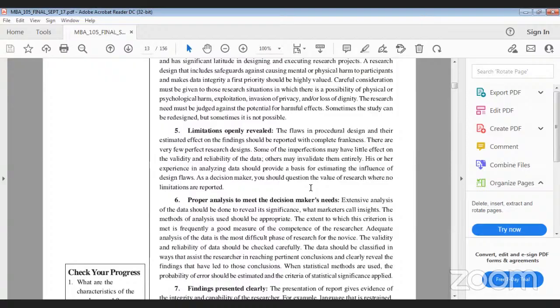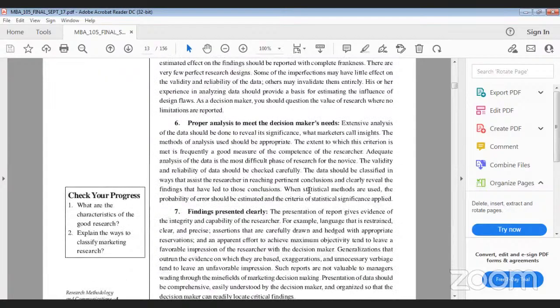Accurate analysis of the data is the most difficult phase of research. The validity and reliability of data should be checked carefully. The data should be classified in ways that assist the researcher in reaching a conclusion and clearly reveal the findings that have led to those conclusions. Next step, this is findings presented clearly.